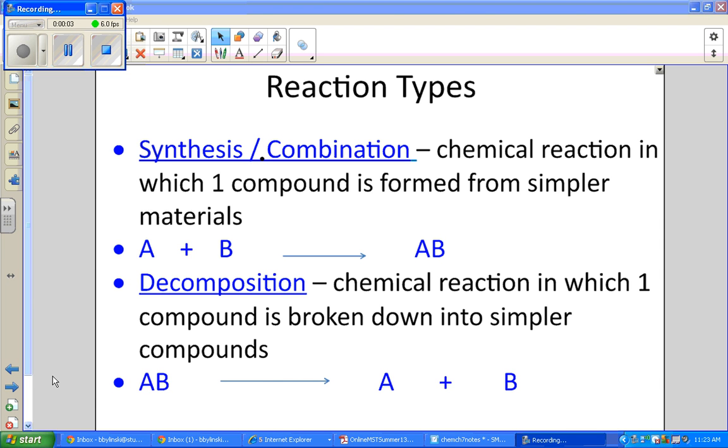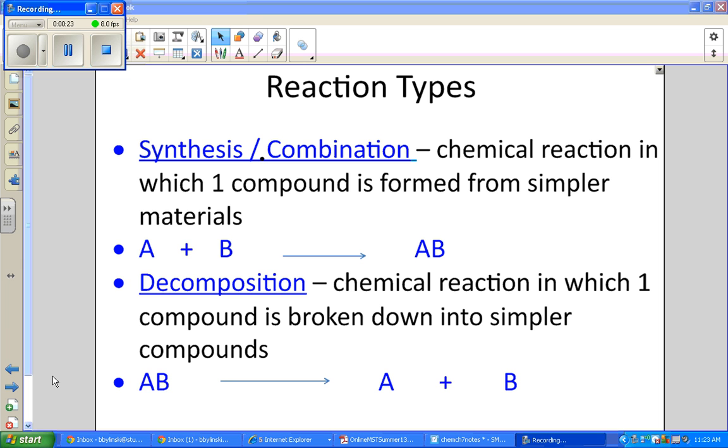Okay, the next part of this chapter involves what we call reaction types. So there are 5 basic types of reactions. The reactions that you're balancing actually are in several different forms. So the first one you see is called synthesis or combination. Either word is fine. So it's a chemical reaction in which one compound is formed.